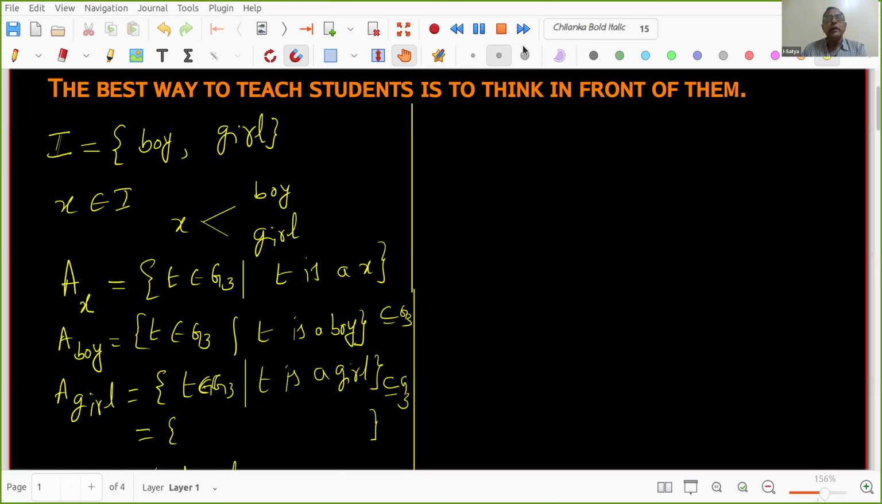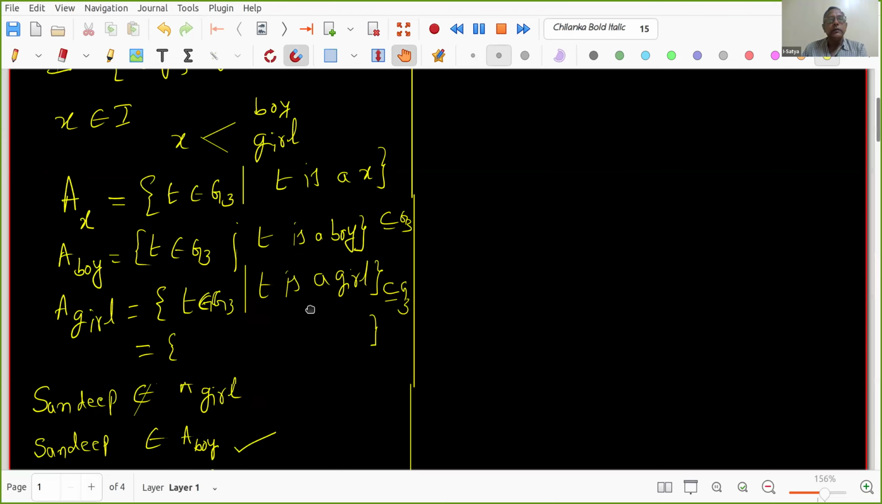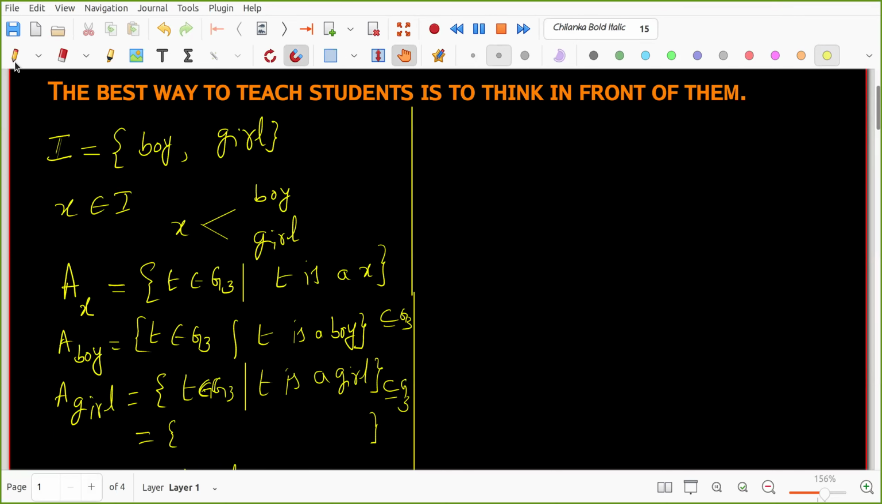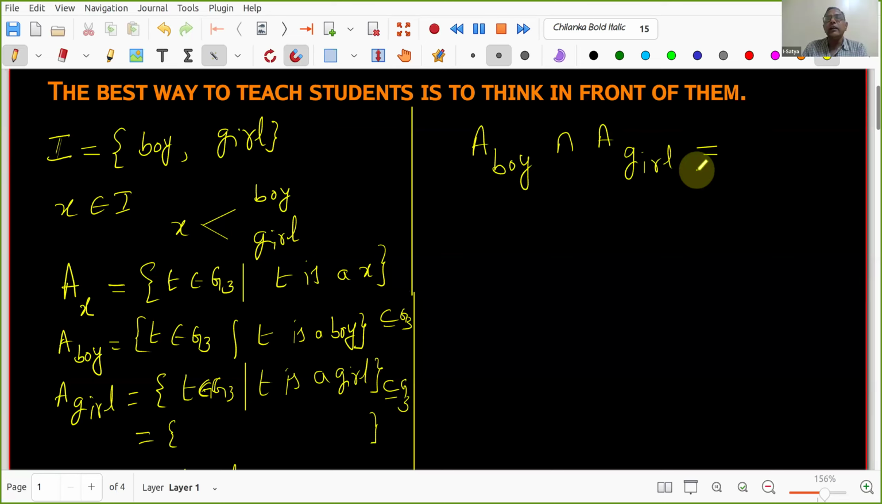इंटरसेक्शन क्या है? A boy intersection a girl. सर, इंटरसेक्शन में कुछ नहीं होगा, क्योंकि गर्ल अलग है और बॉय अलग है। हाँ, करेक्ट है, ठीक है, आप अच्छे से बोल रहे हैं, इसकी वजह से आपसे कंटिन्यू कर रहा हूँ। कोई नहीं है, मतलब क्या लिखना है यहाँ? A boy intersection a girl इक्वल टू क्या लिखना है? नॉट इक्वल टू G3 सर। नॉट इक्वल टू G3, ठीक है, वो तो you told much better.